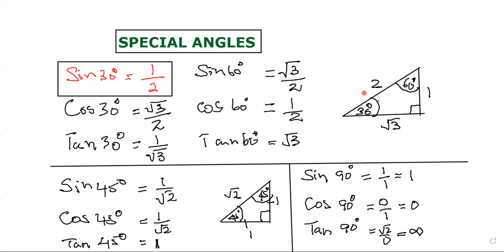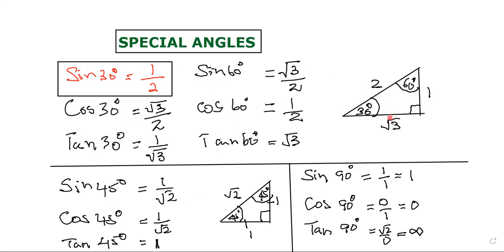In this right angle triangle, this is 30. The sine ratio is opposite over hypotenuse. Therefore, opposite is this 1. Hypotenuse is this 2, which is opposite to 90 degrees. So opposite over hypotenuse. The only ratio that you have to memorize is this. All other ratios are derived from this ratio.